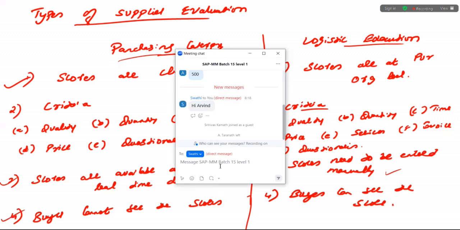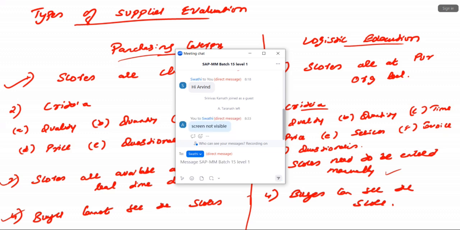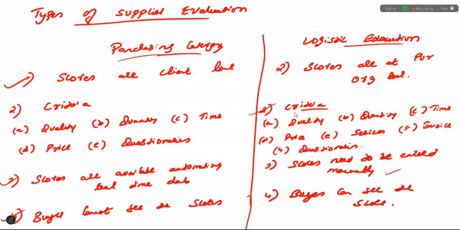So first thing is the criteria. What is the criteria you are going to use? Are we going to use all 5 criteria, or only 4 criteria or 3 criteria? For example, if there is no quality inspection in the business, they can exclude this. If there is a quality inspection there in their business, if there is a QM module in their business, then they can include this also.